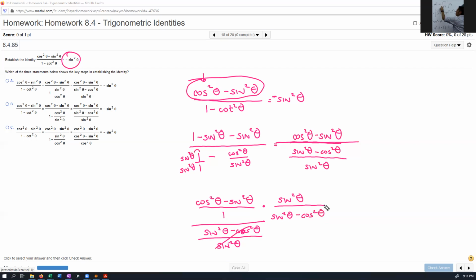And then these almost cancel. Okay, this and this almost cancel. They're just off by a sign. So if I pull a negative out of this one, it'll change that to negative and that to plus, and then they can cancel. And you're left with the negative that was here and the sine squared that was there. And that'll give you negative sine squared theta.